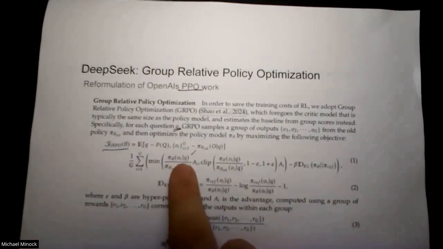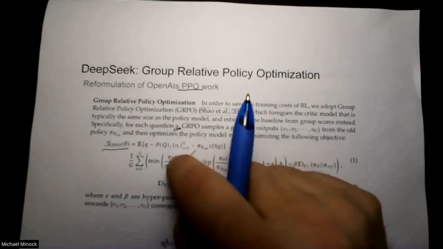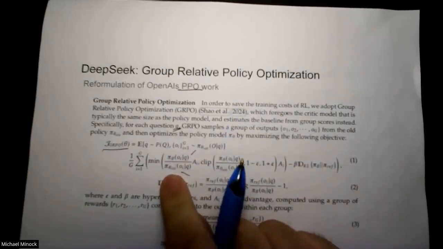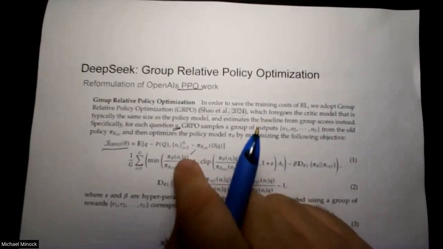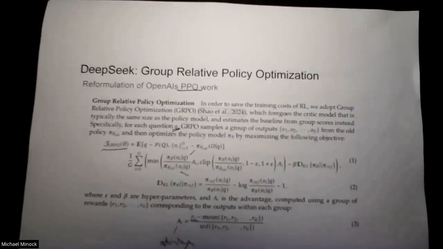So that should be favored. Basically, if this is a high ratio, the probability now is much higher than it was in the last iteration, and it's got a really good advantage. That should really contribute toward showing that changing the policy in that direction is a good thing.